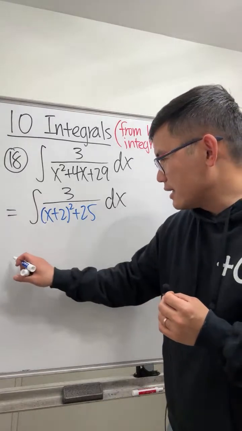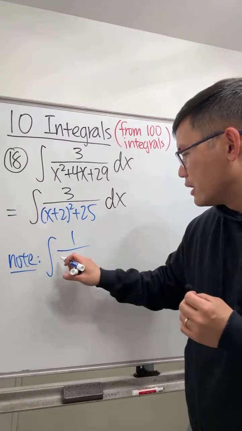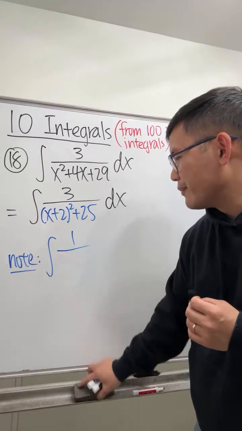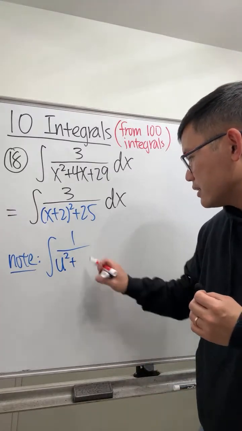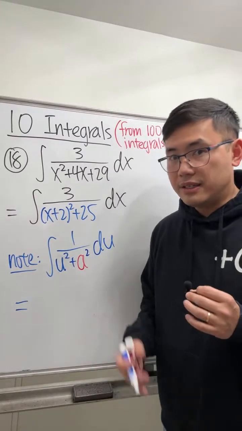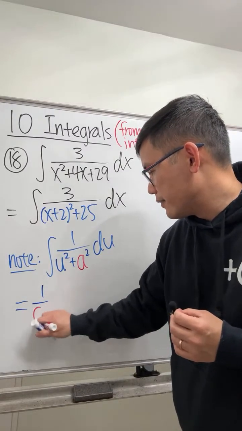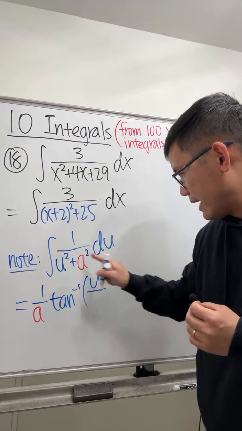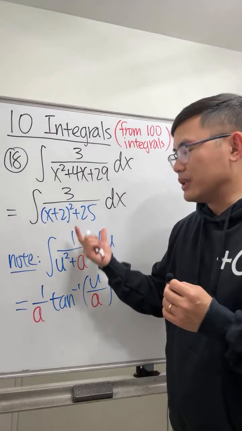But I will remind you guys, whenever you are integrating 1 over, let's use u, I'll write down the formula for you guys, u squared plus some number a squared, in the u world, you get the inverse tangent. You get 1 over a first, and then multiply by inverse tangent of whatever the u is, divided by a. Right? So inverse tangent, and that's what you will need for this one as well.